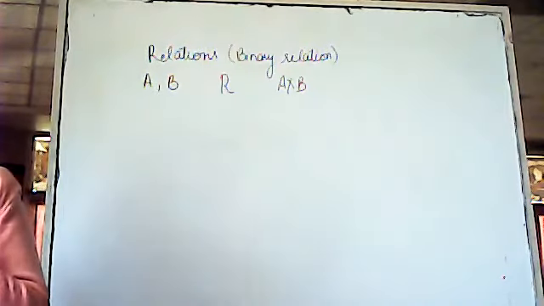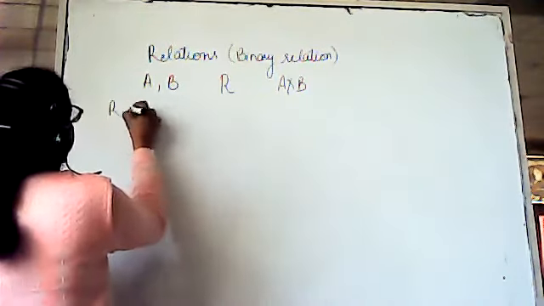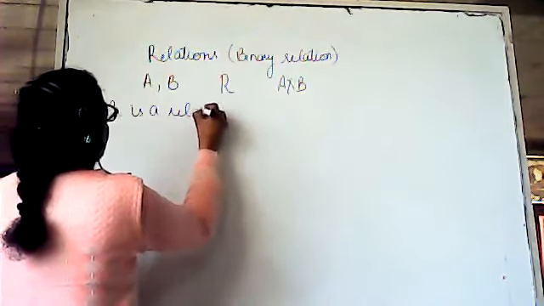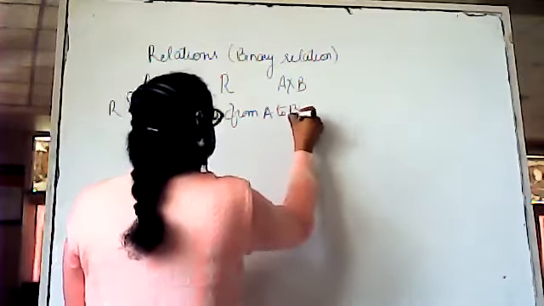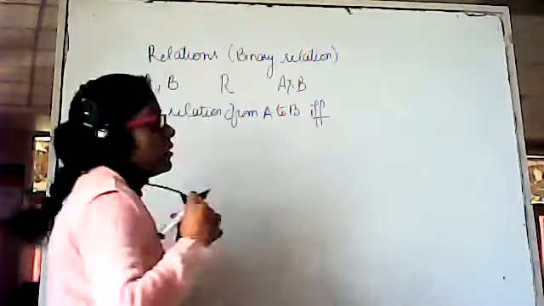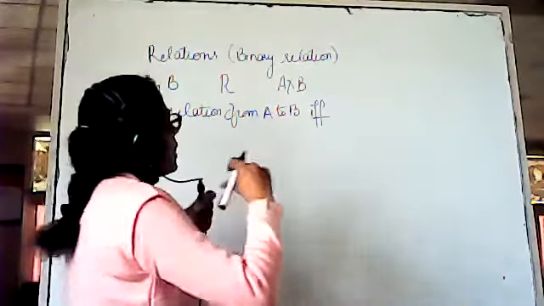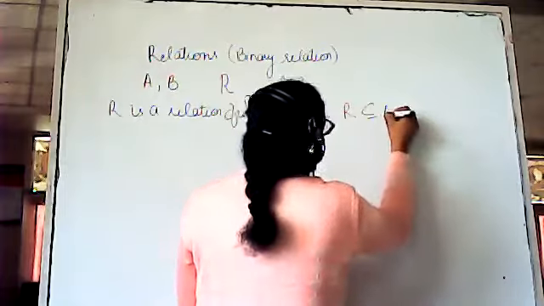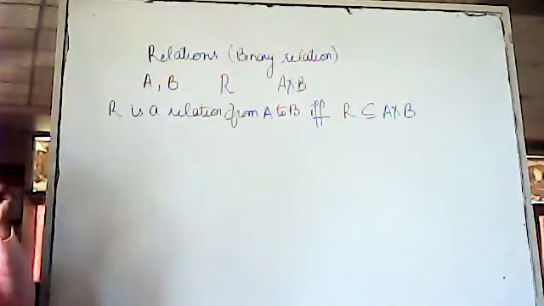Next line में लिखो. R is a relation from A to B if and only if R is a subset of A cross B. This is how we can write. R can be a proper subset, R can be an improper subset.